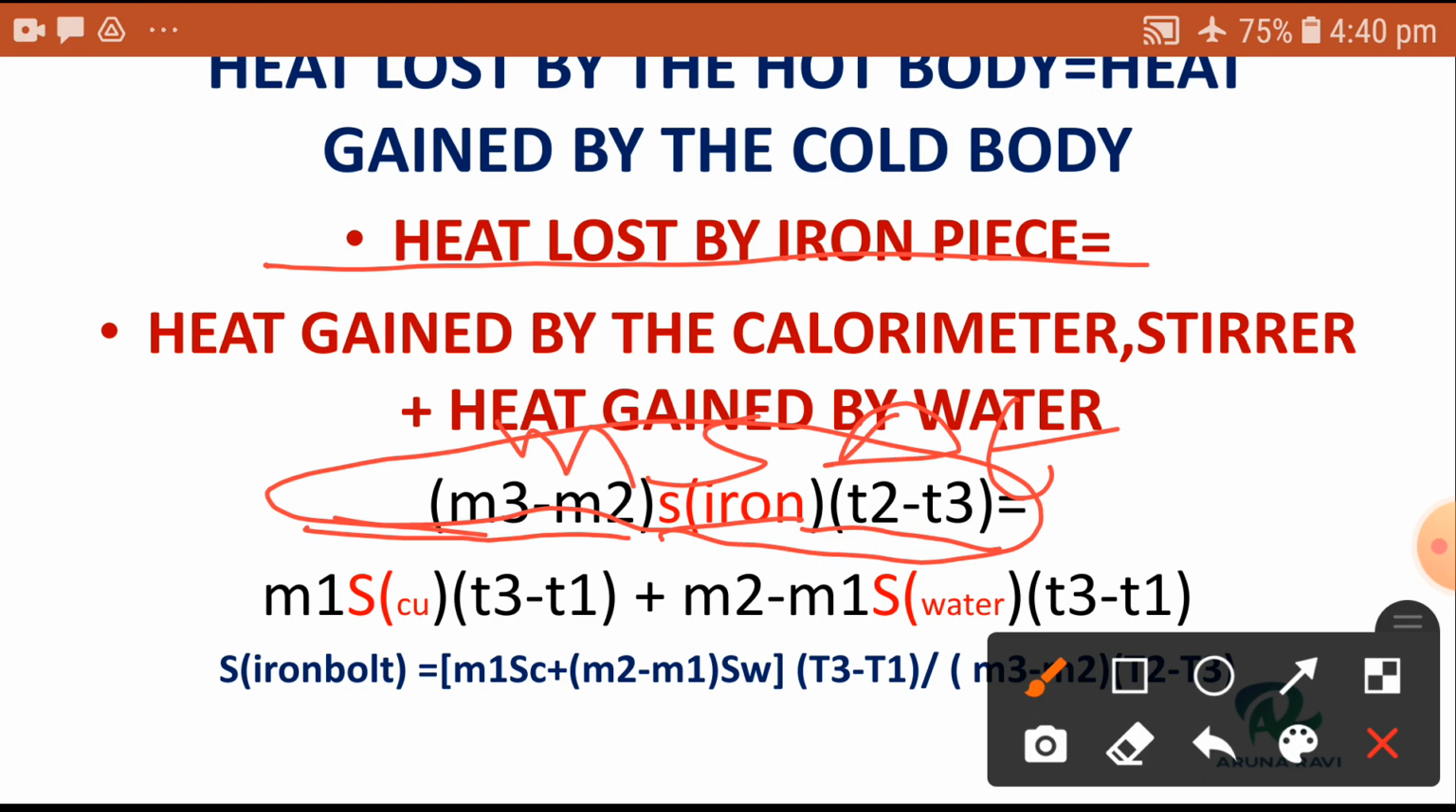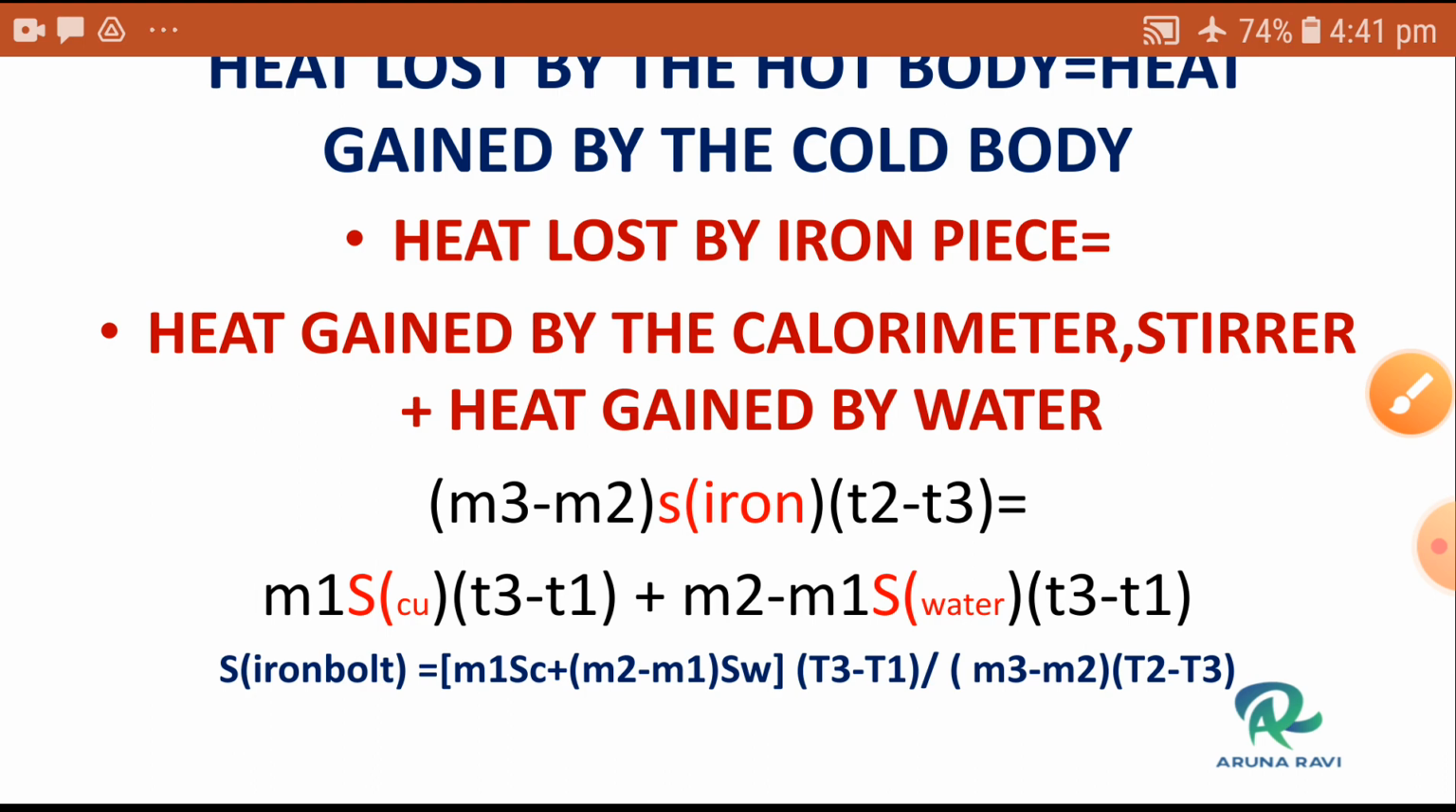Here this is the calorimeter. This is the mass of the calorimeter, specific heat of the calorimeter, temperature difference. This is the heat gained by the calorimeter, M S delta T. And this is the mass of water, specific heat of water, temperature difference. This is the heat gained by the water. So now we have to find out the specific heat of the iron bolt, no?